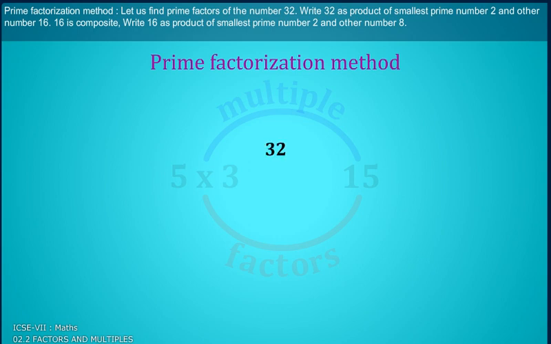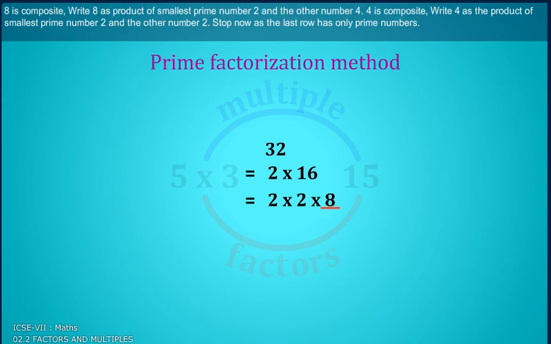Write 32 as product of smallest prime number 2 and the other number 16. 16 is composite. Write 16 as product of smallest prime number 2 and the other number 8. 8 is composite. Write 8 as product of smallest prime number 2 and the other number 4. 4 is composite. Write 4 as the product of smallest prime number 2 and the other number 2.